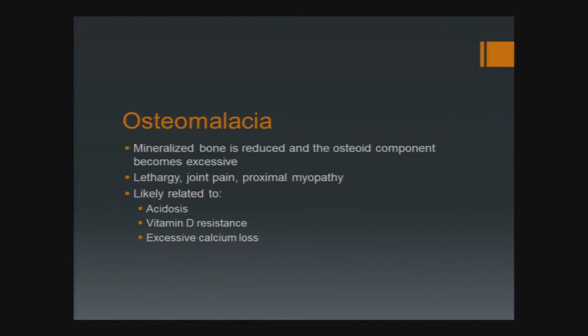So osteomalacia is another risk. This is sort of a longer-term risk, but mineralized bone is reduced and the osteo component becomes excessive. This results in lethargy, joint pain, proximal myopathy. It's likely related to the acidosis, vitamin D resistance, excessive calcium loss.